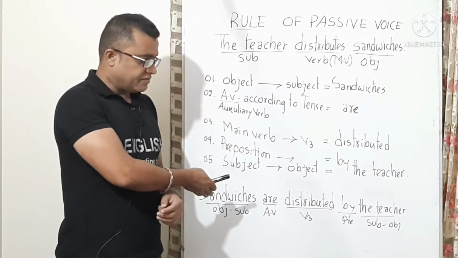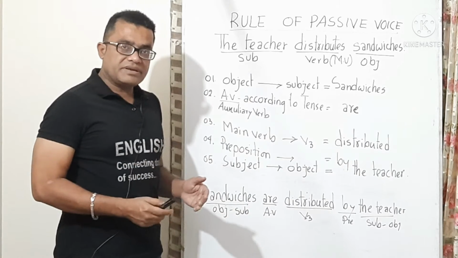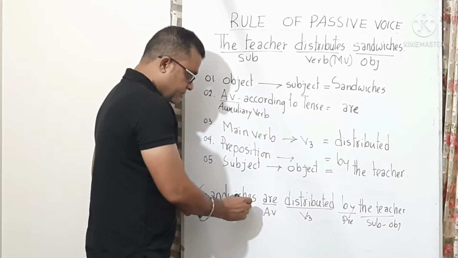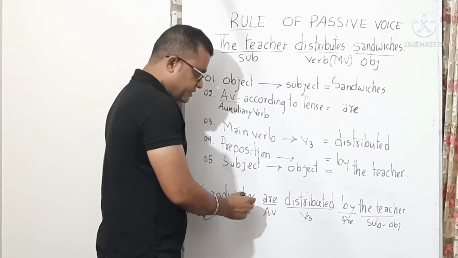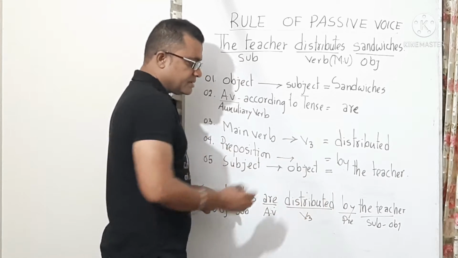So, this is our passive voice. And what is the formation of a passive voice? There is auxiliary subject, auxiliary verb, V3, preposition by, object.